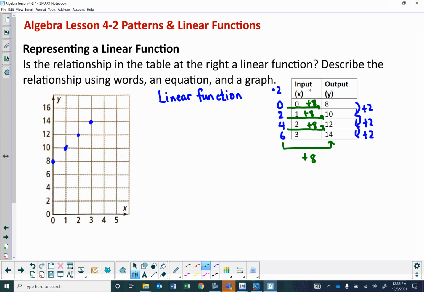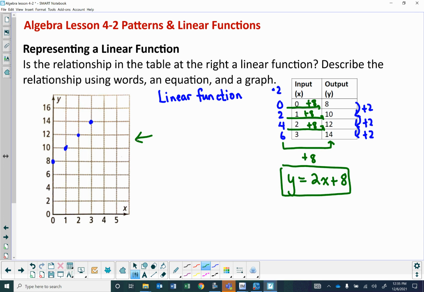So I've found the relationship here. I know my output, y, is found by taking my input x, multiplying it by 2, and then adding 8 to it. So I know this is a linear function. I've described the relationship with an equation. Here's my equation. I've described it with my graph. There's my graph. Now I need to describe it in words, kind of like what I just said.